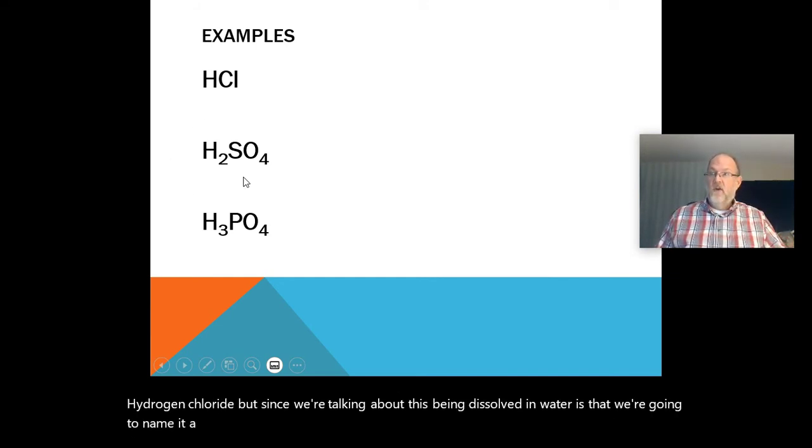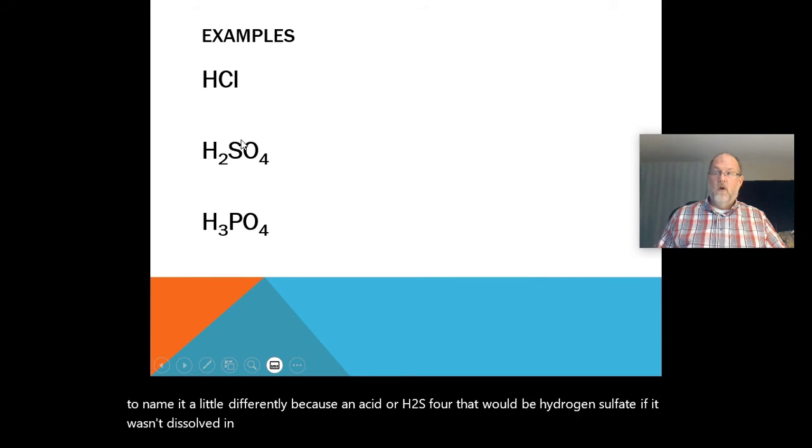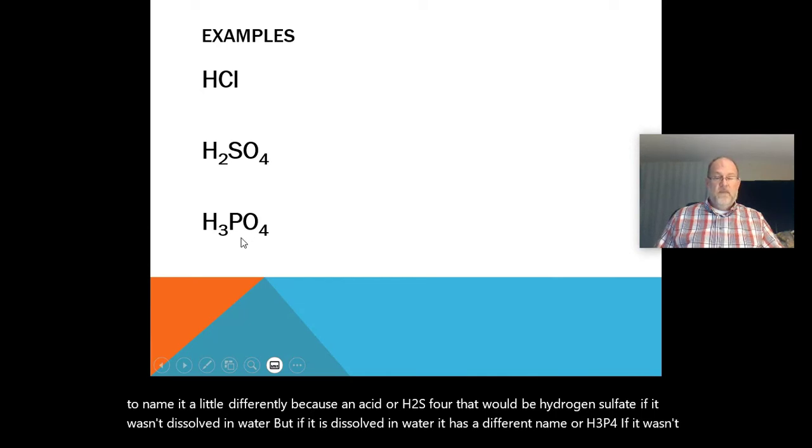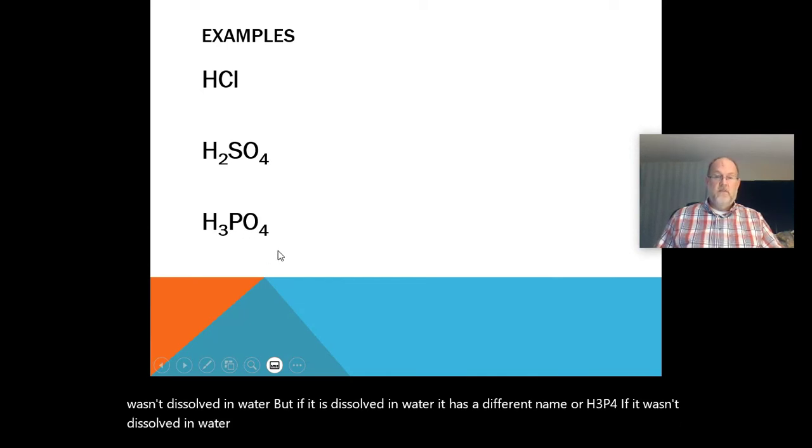Or H2SO4. That would be hydrogen sulfate if it wasn't dissolved in water, but if it is dissolved in water, it has a different name. Or H3PO4. If it wasn't dissolved in water, it'd be called hydrogen phosphate. But because it is dissolved in water, it's going to get a different name. So let's talk about how to name these.